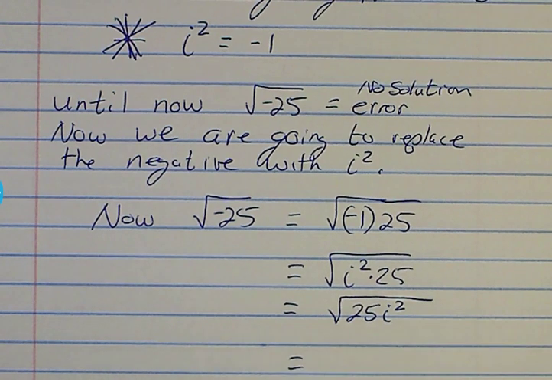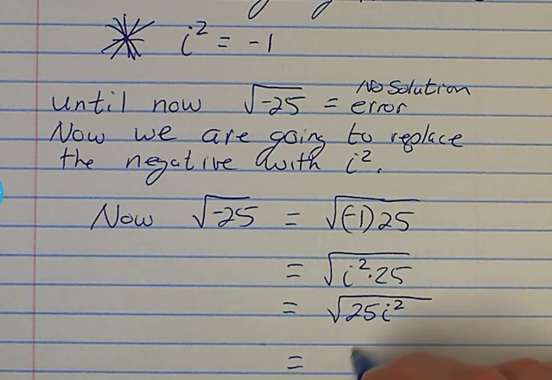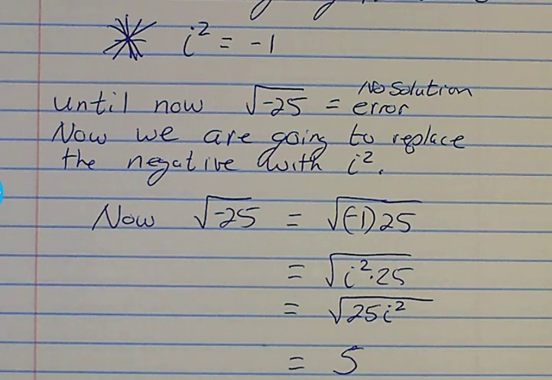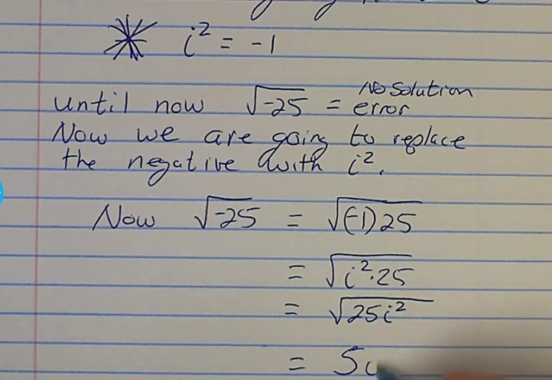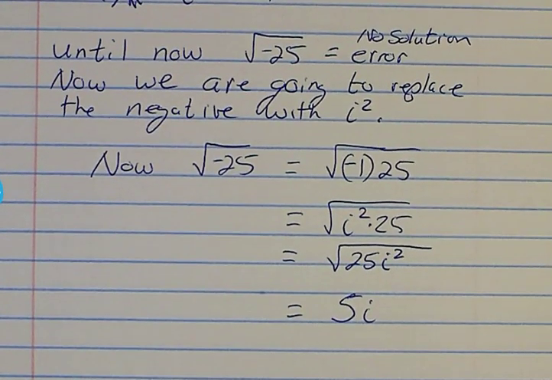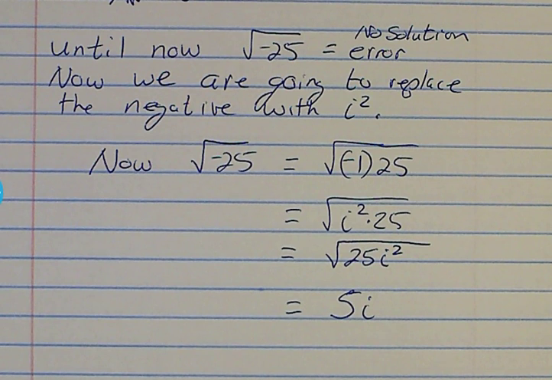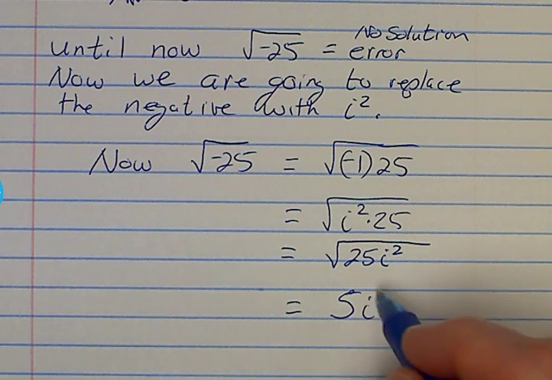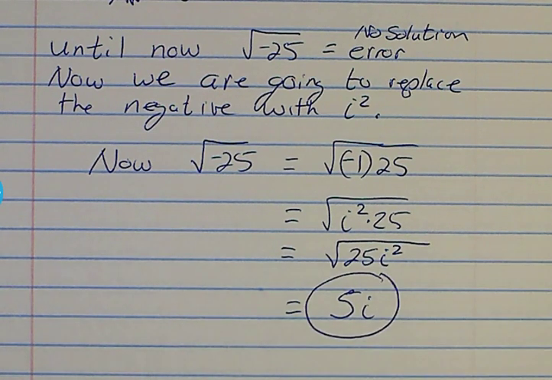Now, when you take the square root of 25, that's 5. When you take the square root of I squared, that would be I. In the past, with square roots, sometimes we had to worry about the positive or the negative. For this one, we're not going to do the whole positive and negative. We're going to let 5i just be the answer.